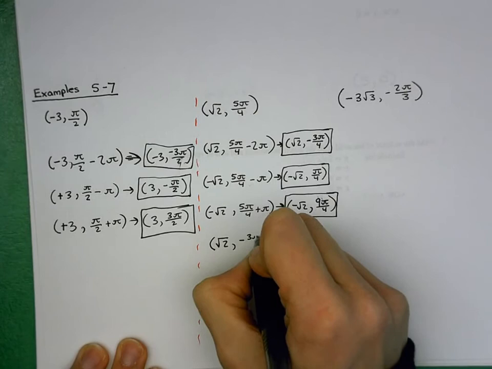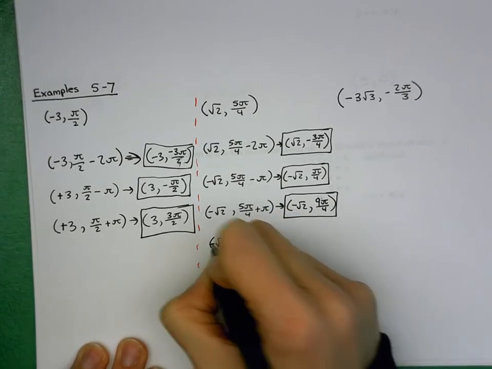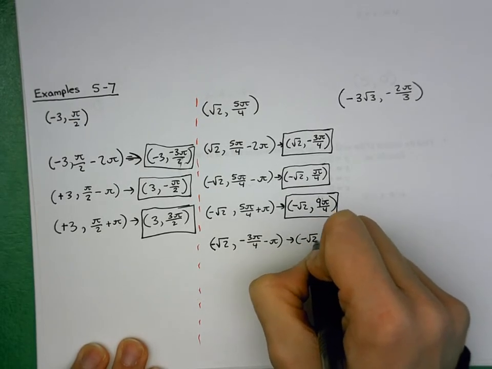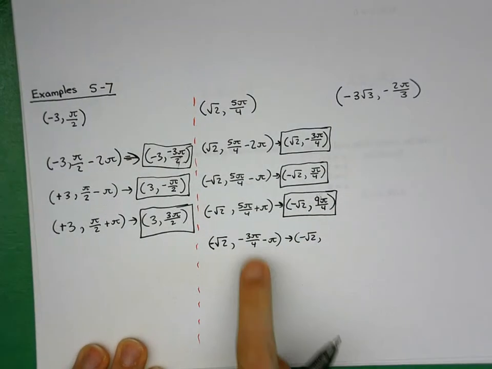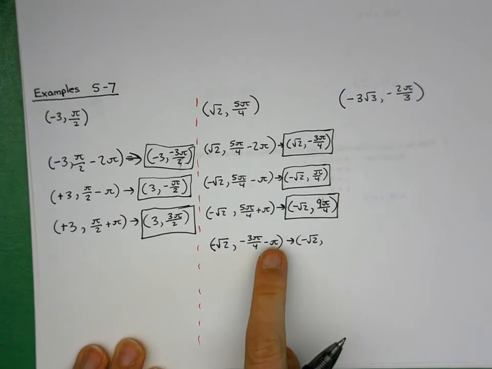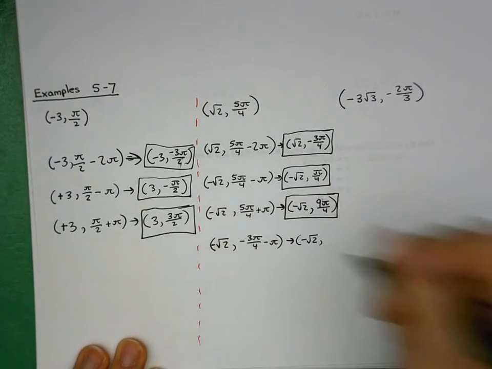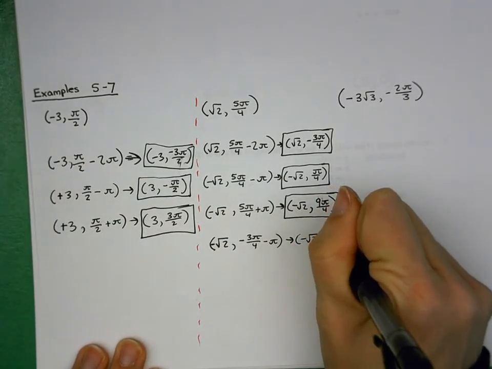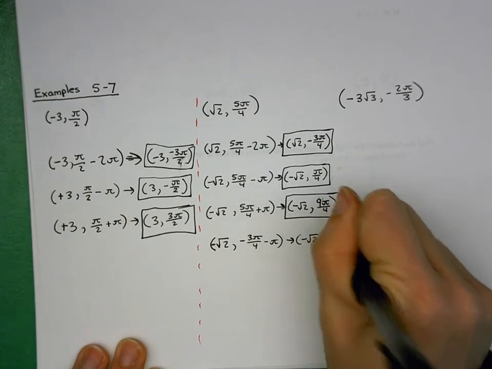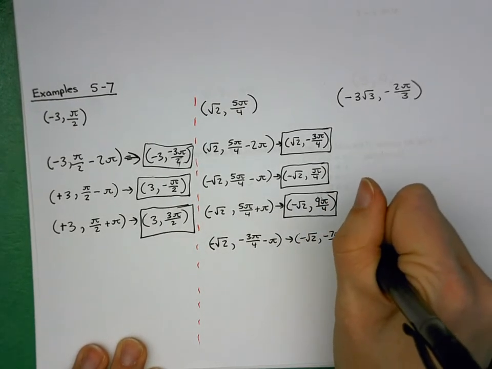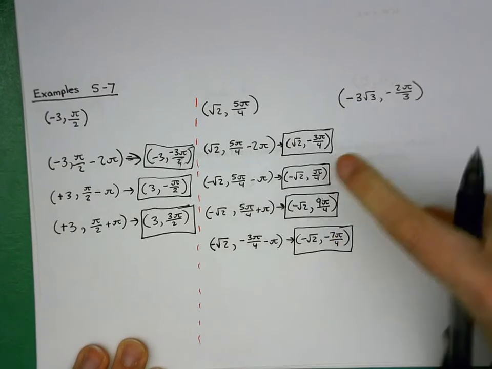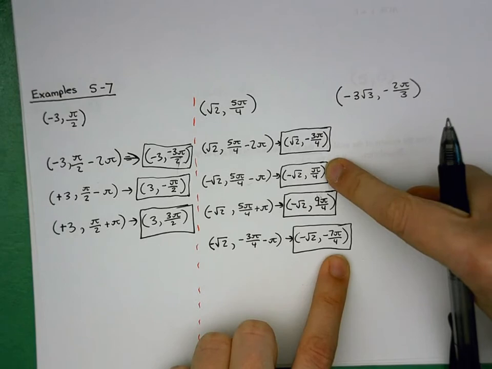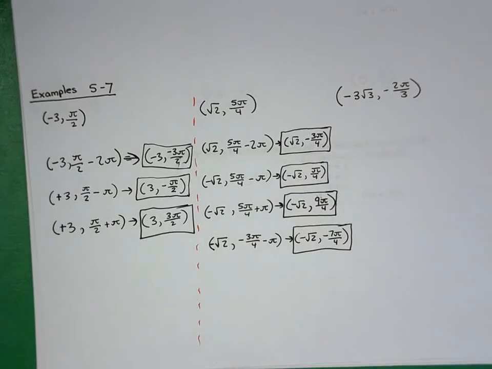negative 3 pi over 4, multiply that by a negative, and subtract pi to give us negative root 2, and then negative 3 pi over 4 minus 4 pi over 4, which is negative 7 pi over 4. And so you could do that if you wanted to, which would be the equivalent of taking this one and subtracting 2 pi from it. Pi over 4 minus 8 pi over 4, which would be negative 7 pi over 4.